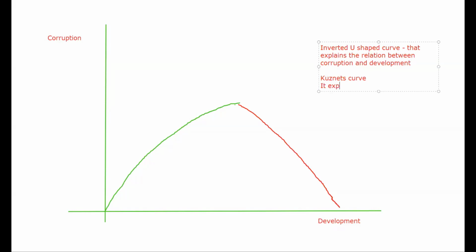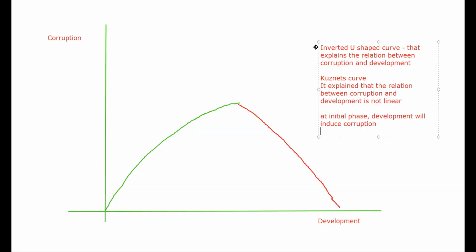It explained that the relation between corruption and development is not linear. It means that at the initial phase, development will induce corruption, and at a later phase, development will deter corruption. So this is the Kuznets curve. This explains how development and corruption are related to each other.